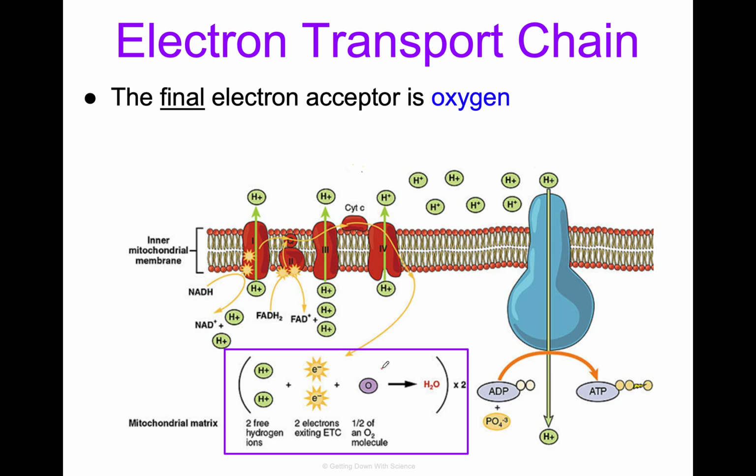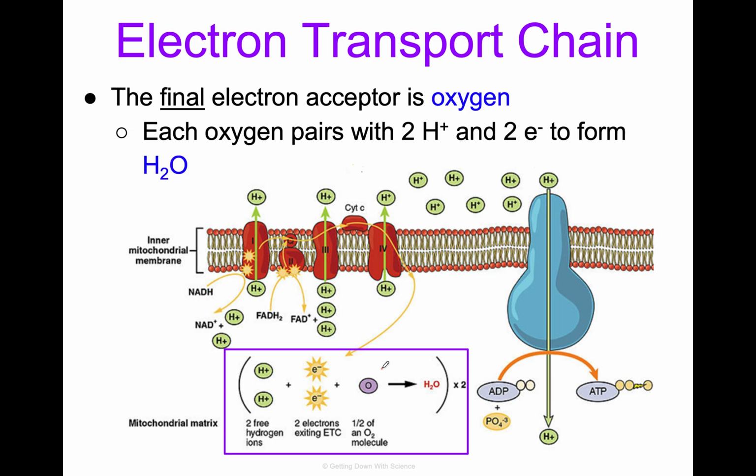The final electron acceptor, we mentioned this earlier in our high-level overview, but it is incredibly important, is oxygen. This is the reason we breathe, essentially. So the process occurs when each oxygen pairs with 2 hydrogens and 2 electrons, and we form water. It occurs in the mitochondrial matrix on the inside. You can see it picks up 2 free hydrogens, 2 electrons that already exist in the electron transport chain, and half a molecule of oxygen. The process goes through twice, and we end up with H2O.